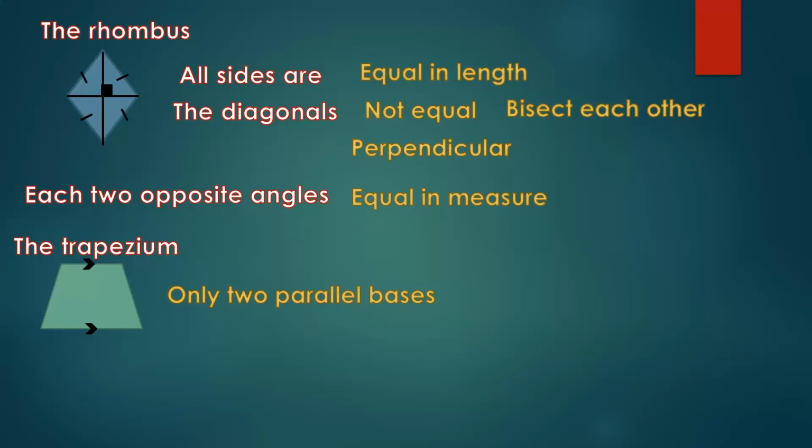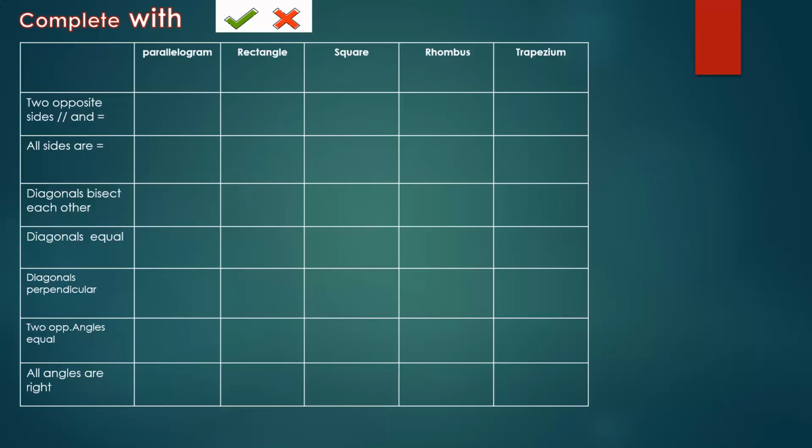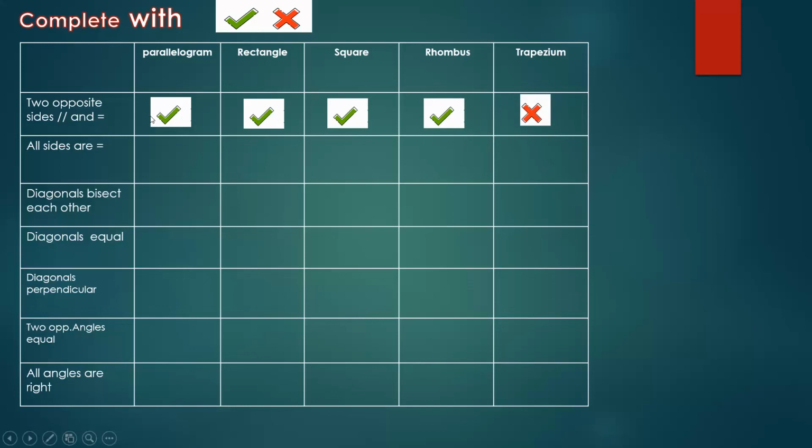Okay, let's see this: complete with right or wrong. Here is the property and here is the shape. Two opposite sides are parallel and equal: all of them. All sides are equal, or sometimes they give two adjacent sides are equal. Which is it, rectangle or parallelogram? No. Square and rhombus. The diagonals bisect each other. We know that it's a common property.